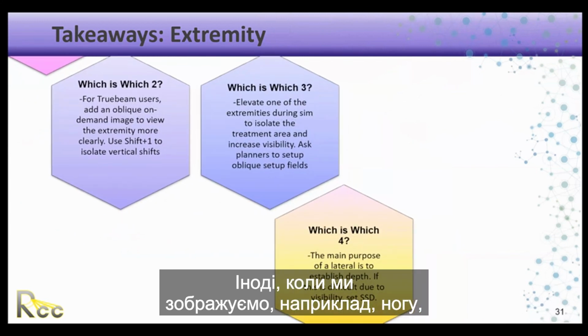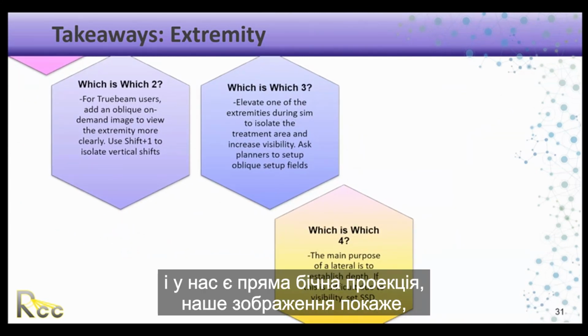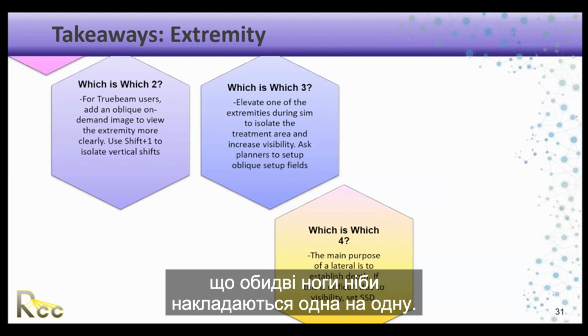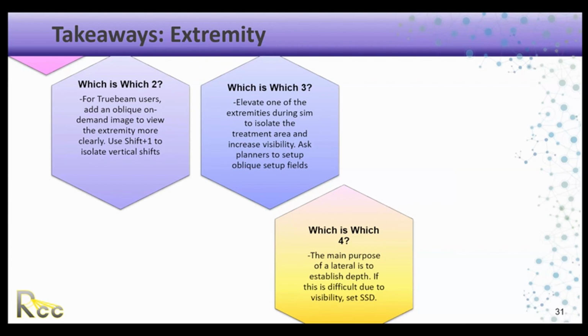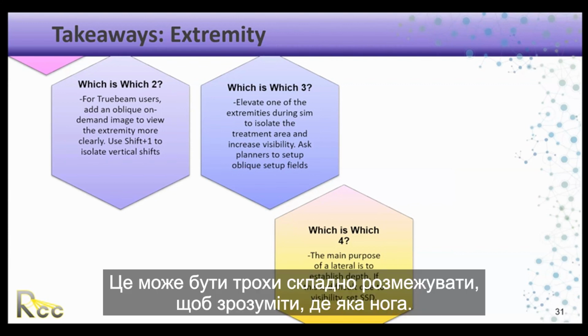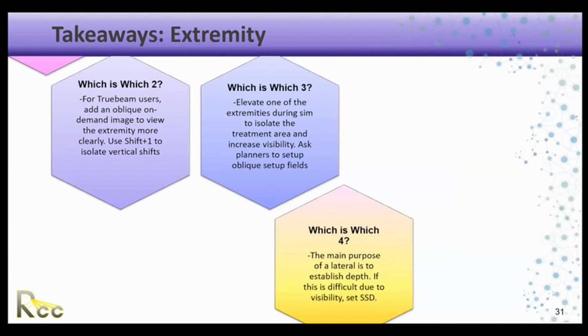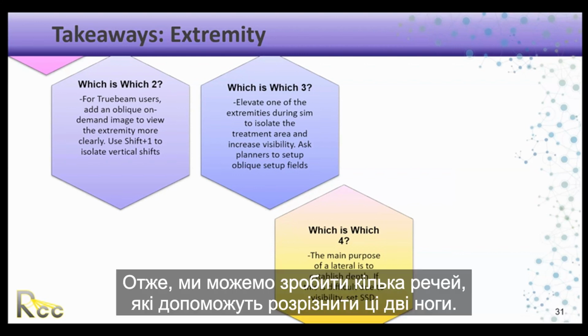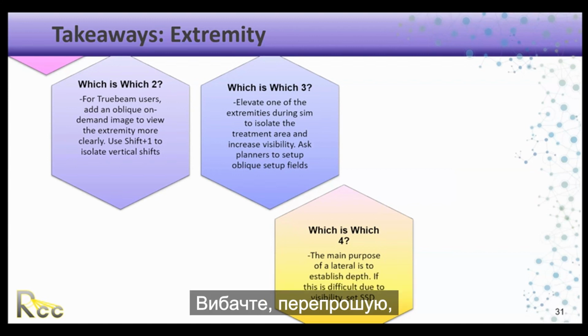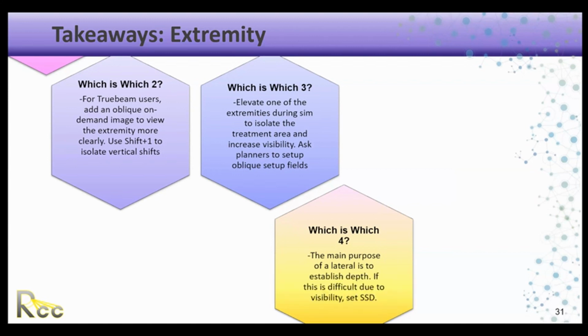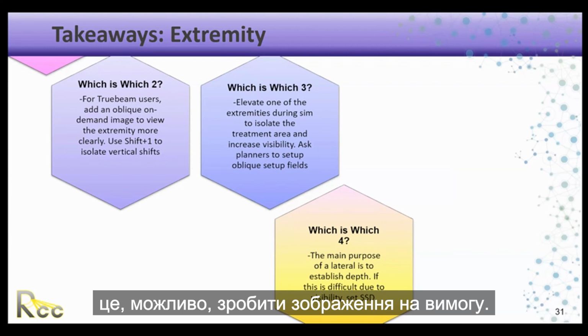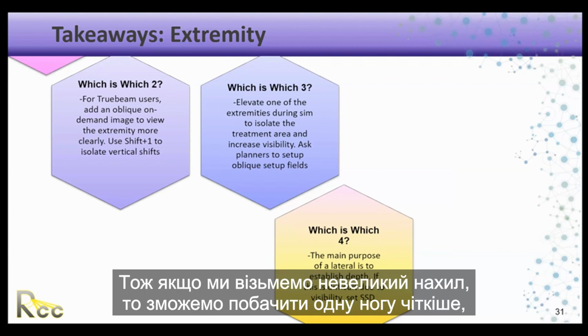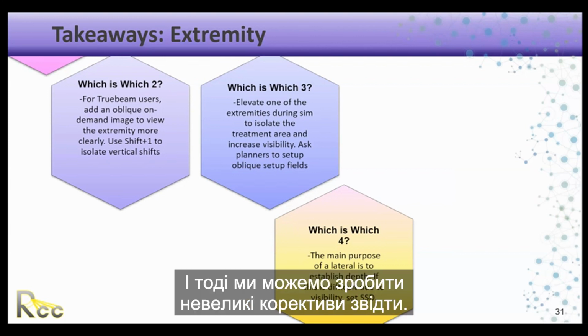Sometimes when we are imaging a leg, for example, and we have a straight lateral, our image is going to show us both legs sort of overlapping each other. That can be a little difficult to delineate, to see which leg is which. So a couple things we can do to help distinguish those two legs is to maybe do an on-demand image. If we take a slight oblique, we can see one leg more clearly than the other, and then we can make small adjustments from there.